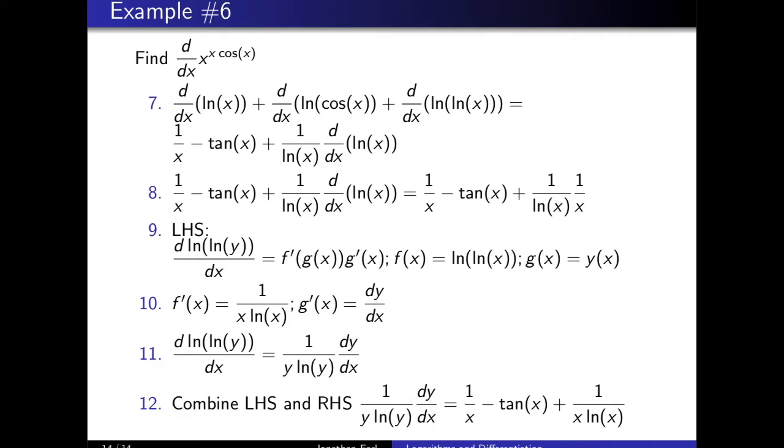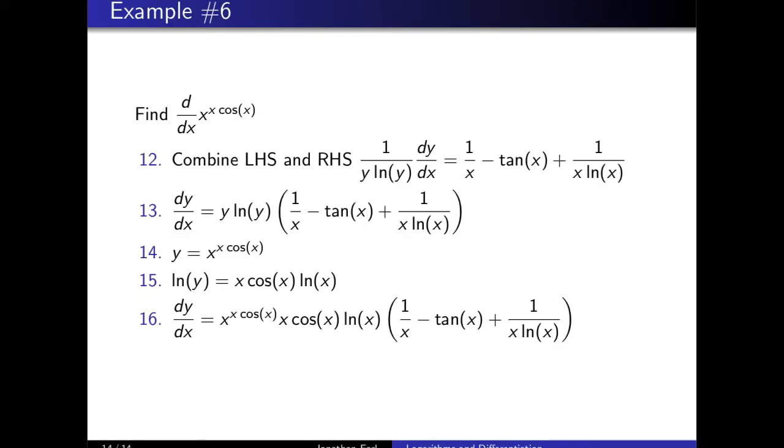And now we'll bring the left and the right-hand side back together. So on the left-hand side, we'll get 1 over y dy by dx, and that's going to be equal to 1 over x minus tan of x plus 1 over x ln x. And now we just want to isolate dy by dx on the left-hand side, so we'll multiply both left and right side by y ln y.